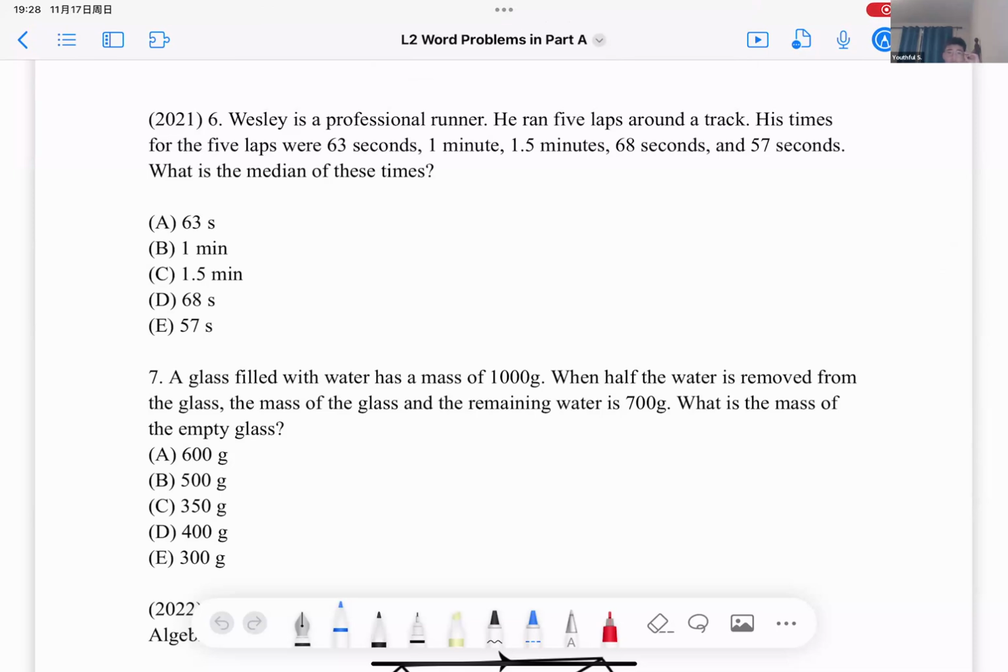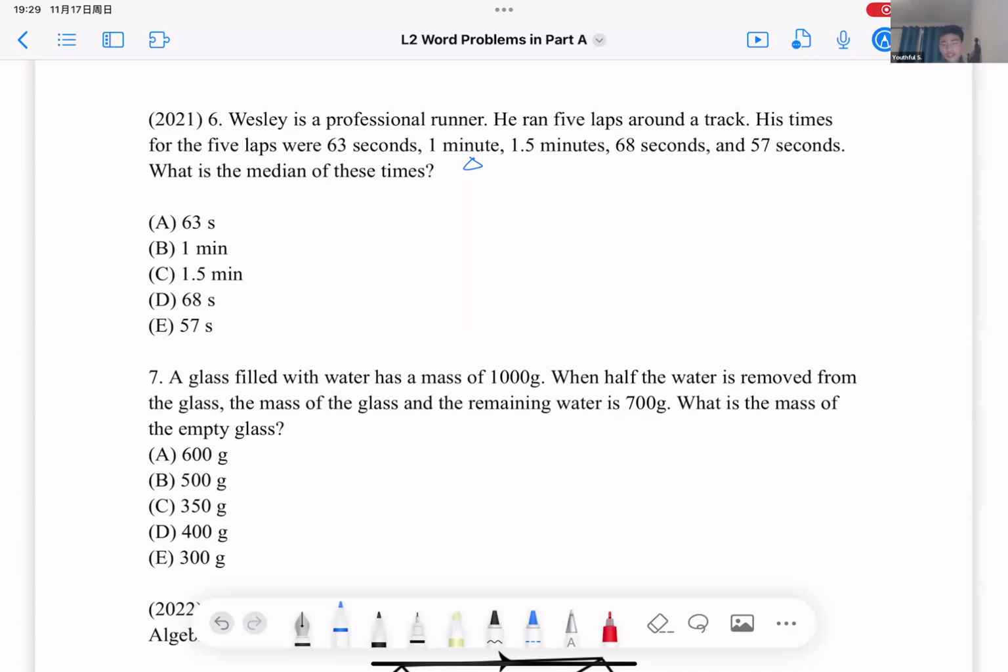Yeah, let's talk about them. So for the sixth one, this guy is a professional runner who ran 5 laps around the track. These are his five different scores. If any of you didn't convert the unit, you can type in the comments or I'll laugh at you. Nobody's going to put 1 and 1.5 along with 60-some stuff. This is basically silly.